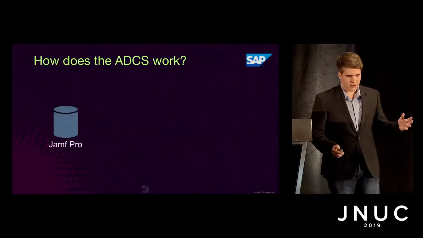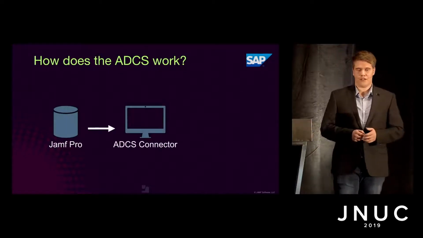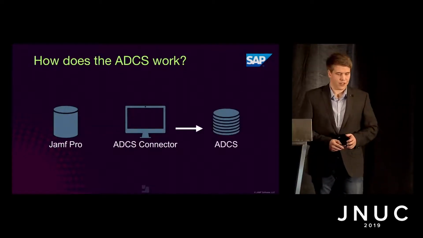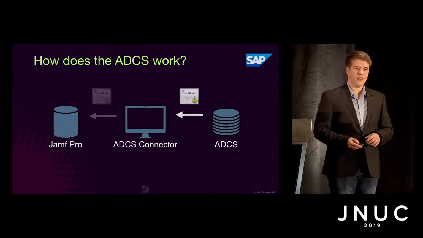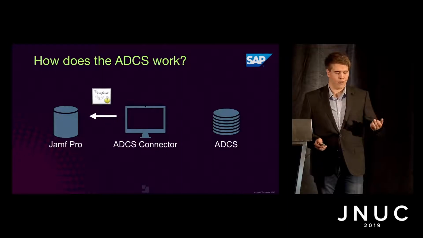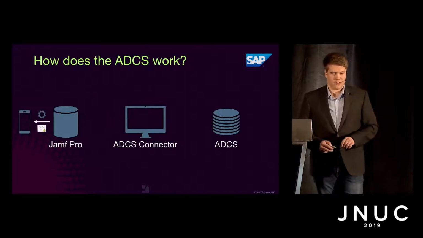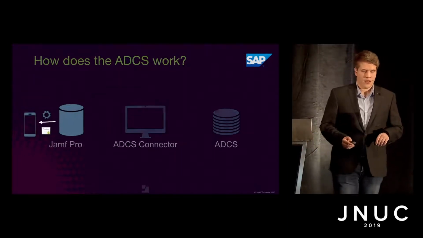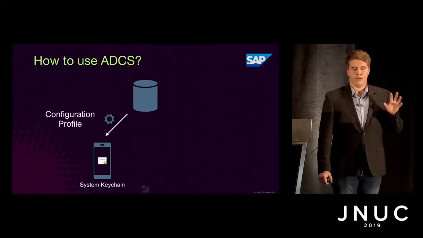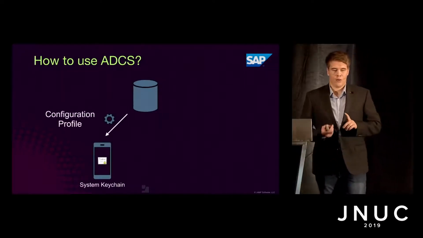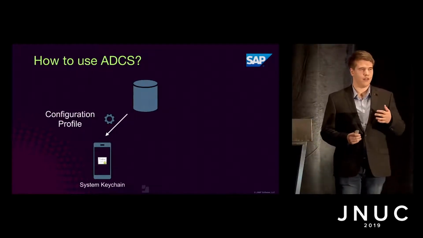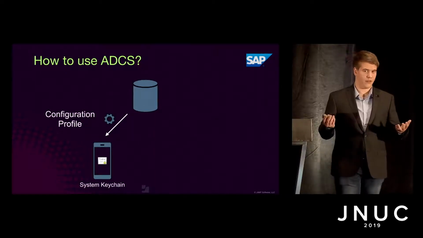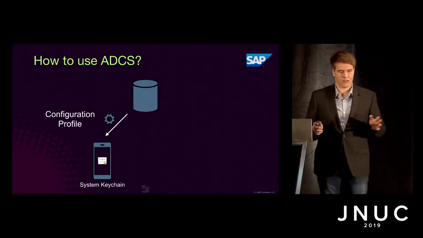So we have our Jamf Pro instance that is connected to the ADCS connector, which itself is connected to ADCS. So when we request a certificate, the ADCS sends it back to Jamf Pro over the connector, and that gets sent to the mobile device. Now, there are actually 2 ways to put the user certificate to the device. The first one is simply through a configuration profile. You would add it there, and it can be used for the device to authenticate in first-party applications like Safari, for example. So that's really simple.